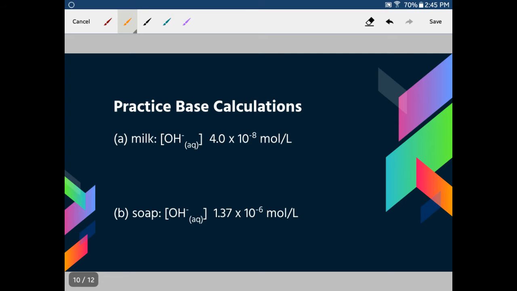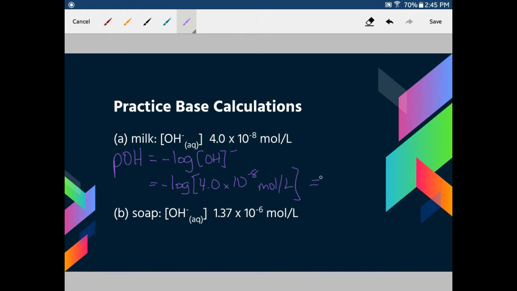Okay, here's some base calculations that we're looking at. Okay, we're going to calculate the pOH of these. So our pOH, again, is equal to the negative log of our hydroxide ion concentration. So we have negative log of our 4.0 times 10 to the -8. Okay, this gives us a pOH of 7.4 for our pOH there.